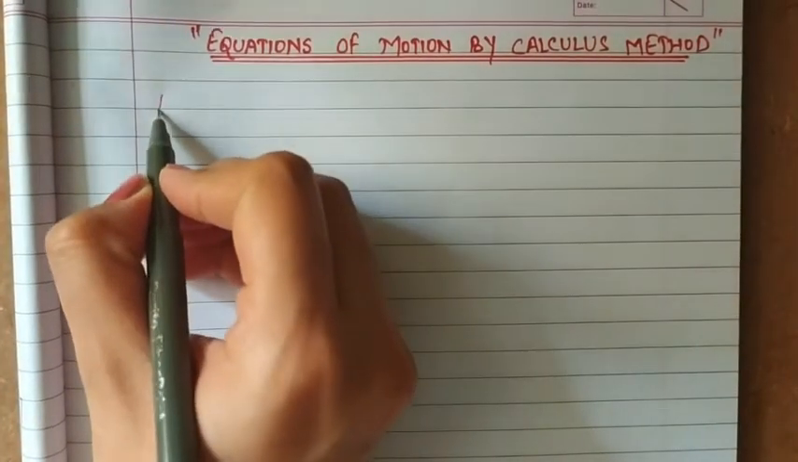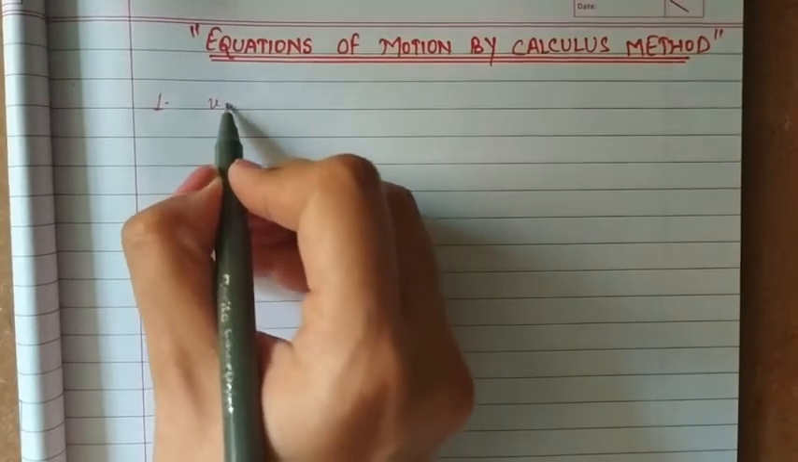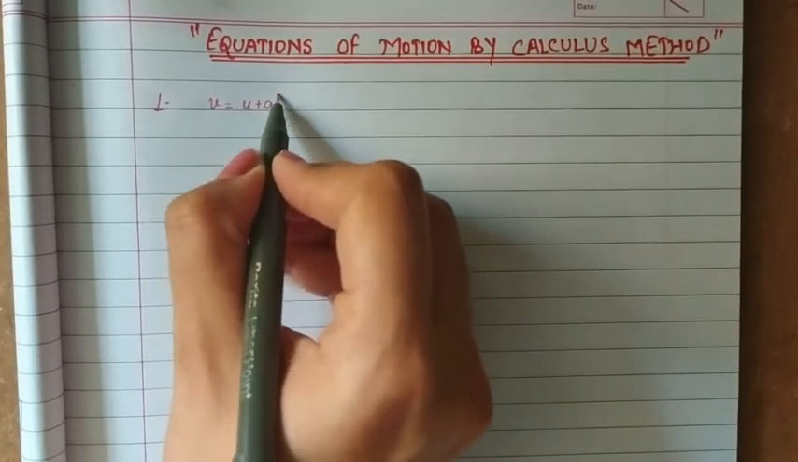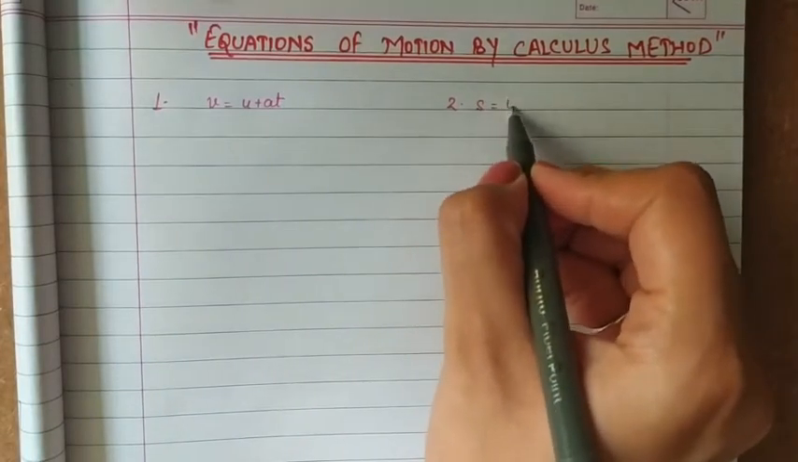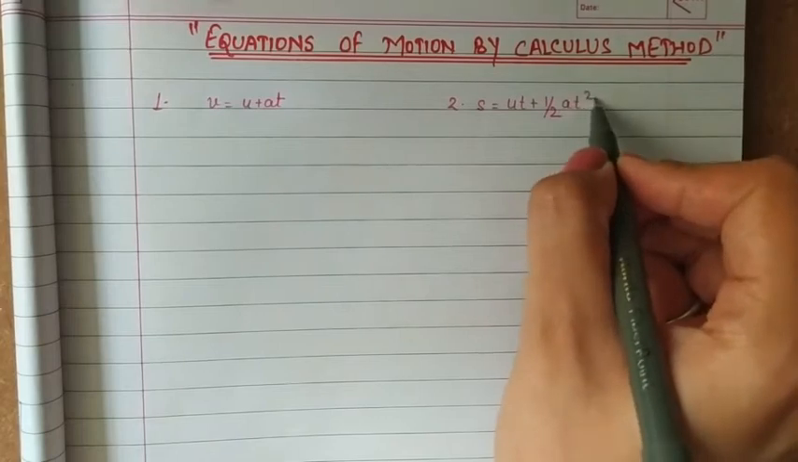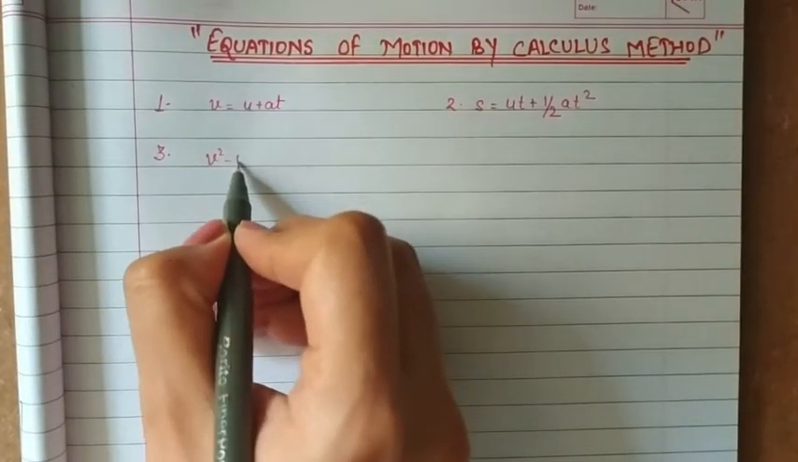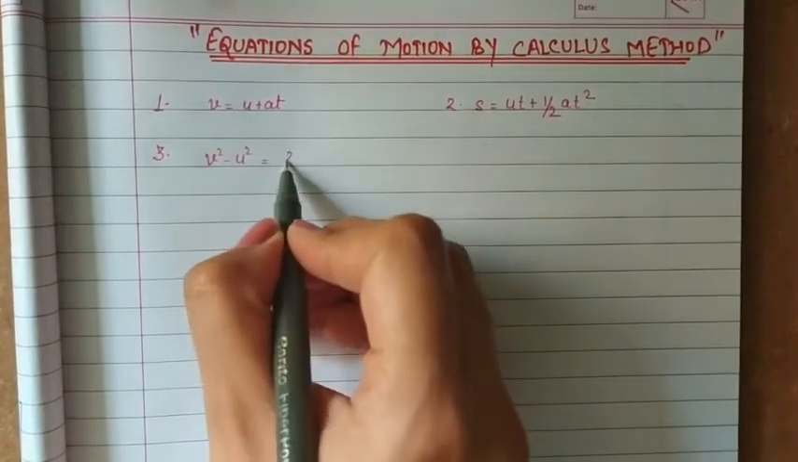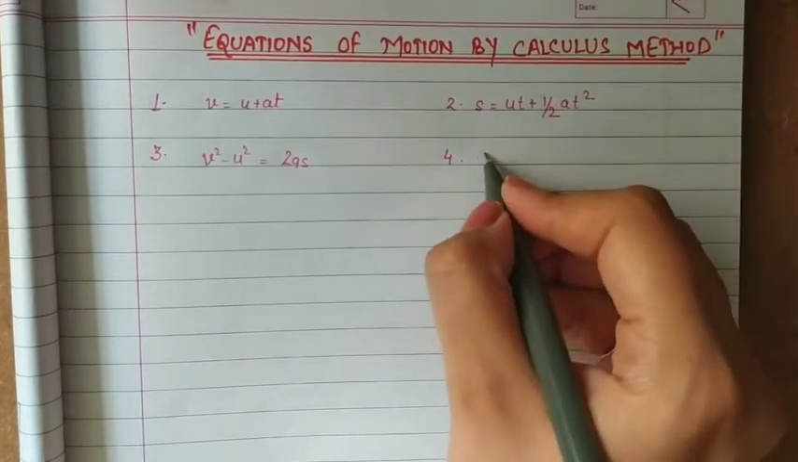First I am going to write all the four. So the first one is v is equal to u plus at. Second is S is equal to ut plus half a t square. Third is v square minus u square is equal to 2as, and the fourth is s nth.